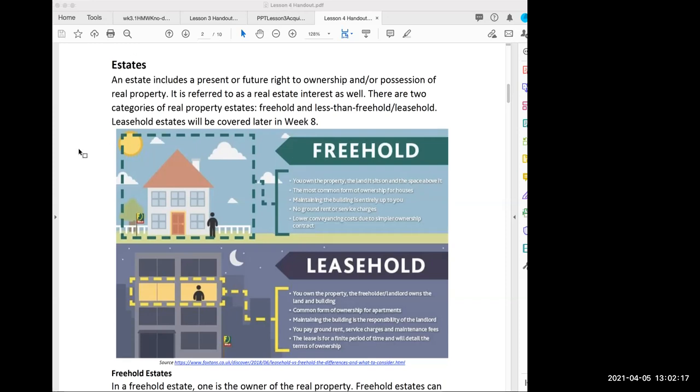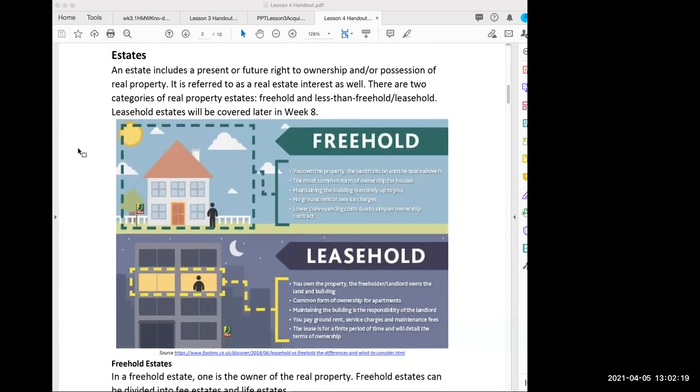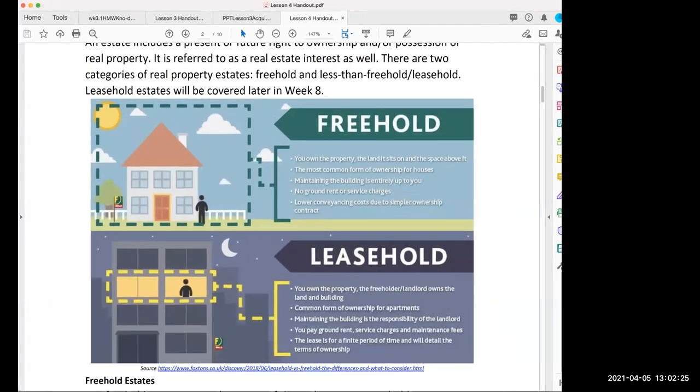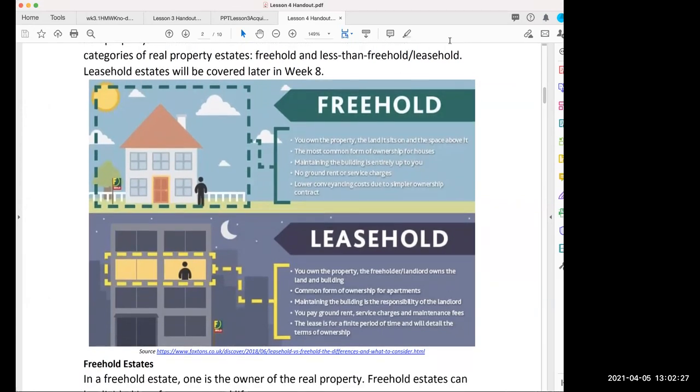So the main thing is that estates are part of real property, and there are 2 basic kinds. Let's take a look at them. Let's look at the first one at the top here. This one is called freehold. I want you to notice these dotted lines and how they go around the house, but they also go up into the air a little bit, right?